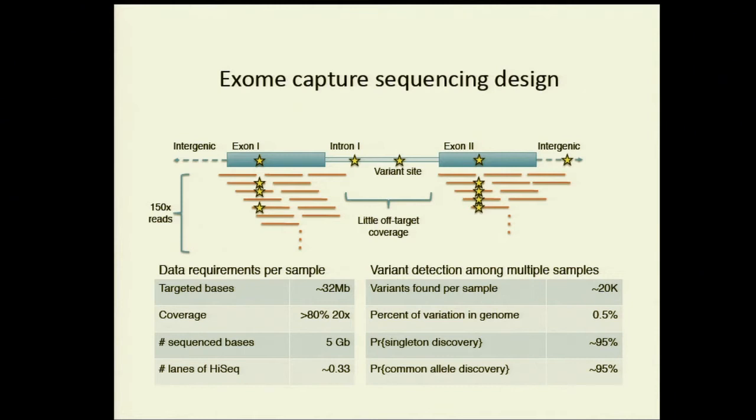Here, again, you're not finding 3 million variants per sample. You're seeing something closer to 20,000. It's a little bit on the high end. But hopefully, these are variants of genetic interest because they fall in the exons.